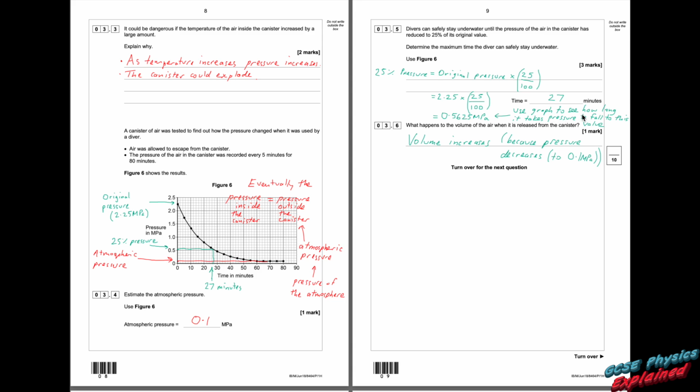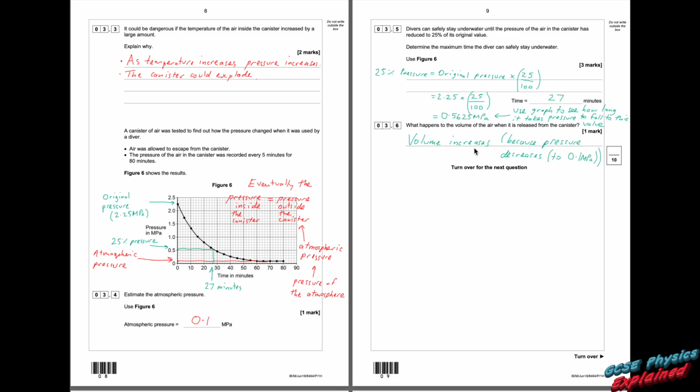So we use the graph to see how long it takes for the pressure to fall to that value. Let's come down the graph until we get to 0.5625. Read off from the graph, come down here, and it's 27 minutes. So it took 27 minutes for the pressure to drop from 2.25 down to 0.5625, 25%.